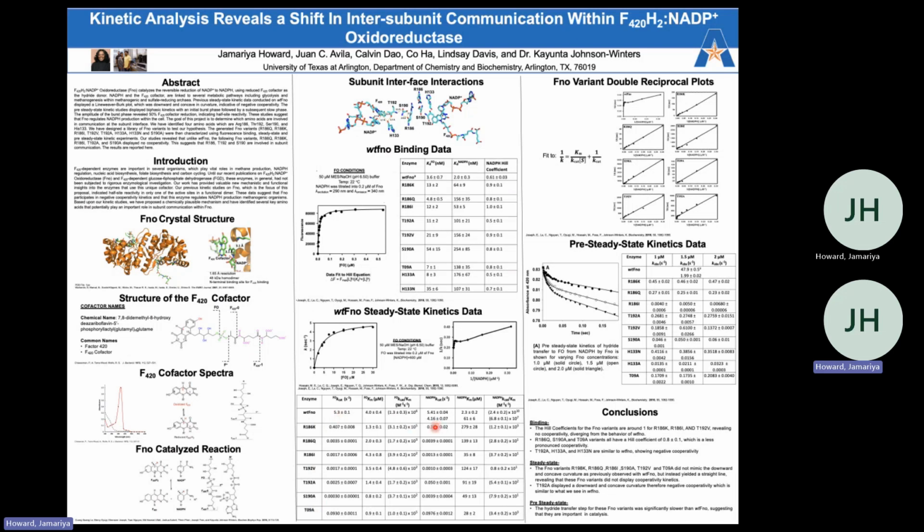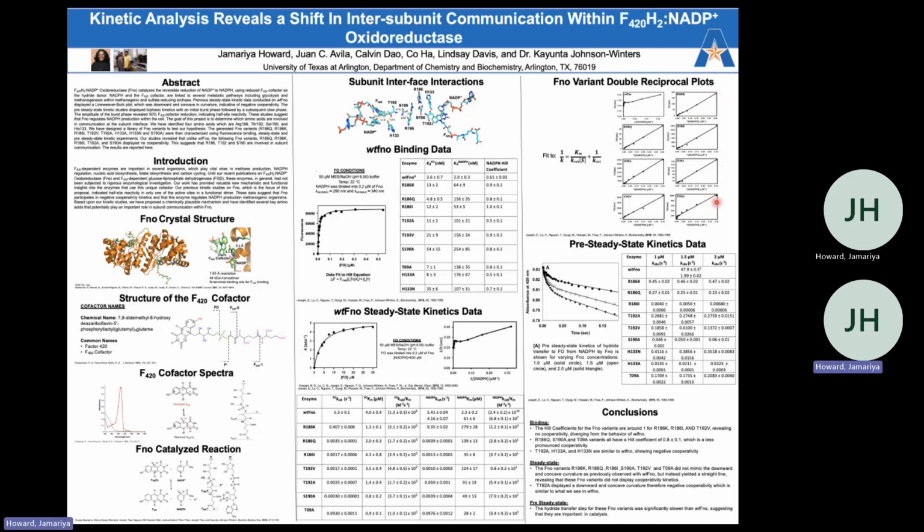And we also saw a decrease in catalytic efficiency for all of these variants, indicating that all of these amino acids are important in catalysis. We then took that steady state data and fit it to double reciprocal plots. For the double reciprocal plots, if you see something that's downward and concave, that is an indication of negative cooperativity. If you see something that's upward and concave, that is an indication of positive cooperativity. And if you see a straight line, that is an indication of no cooperativity.